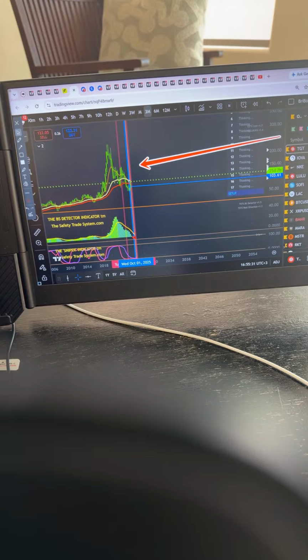Roll position, view target, view all target options.